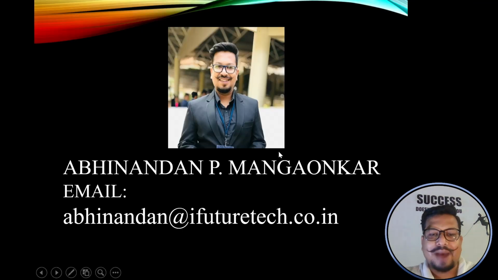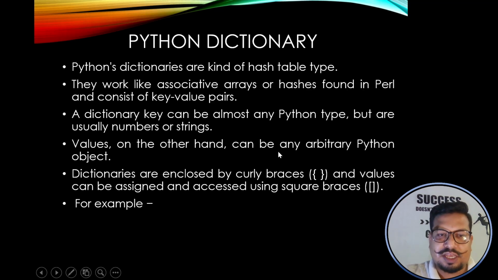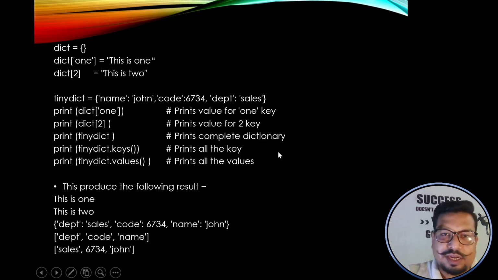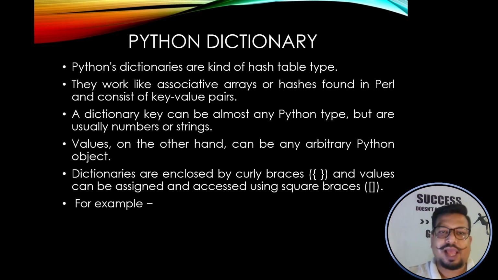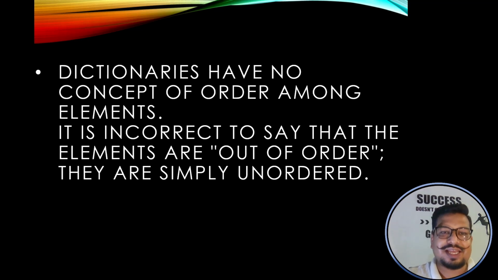Okay, let's go back to the tutorial and see what we have next. So we have seen about the dictionaries, we have also seen about the tuples. Let's go ahead and see the next concept. We have already discussed this. The dictionaries have no concept of order among them, so it is incorrect to say that the elements are out of order because there is no concept of order at all.